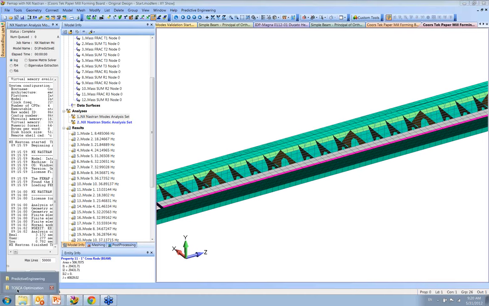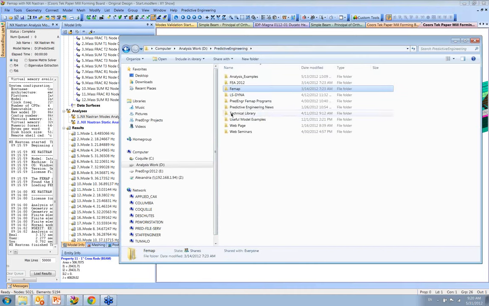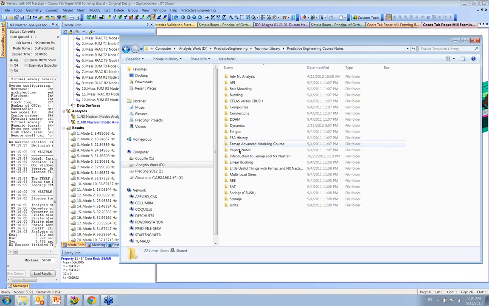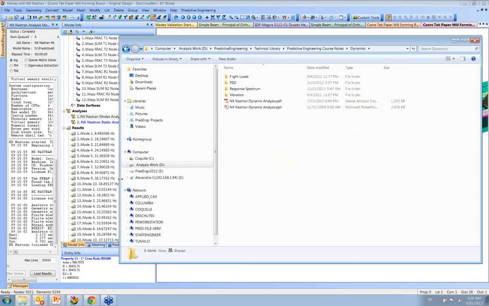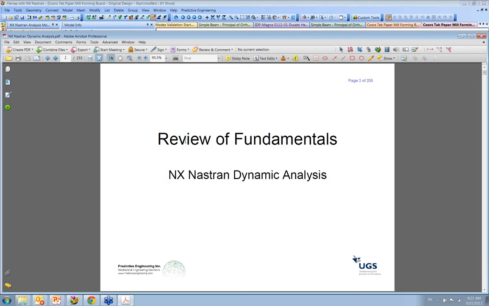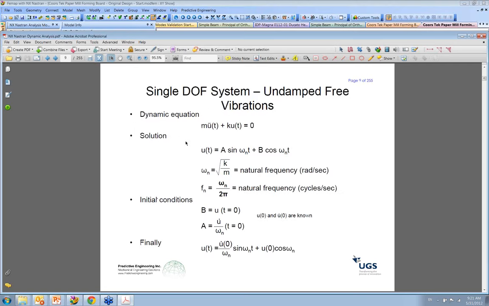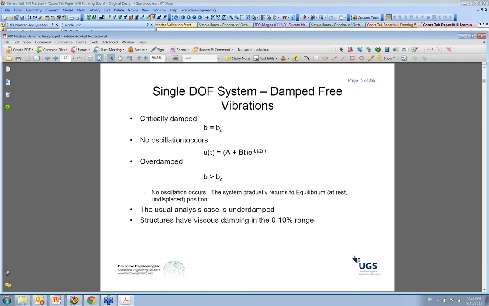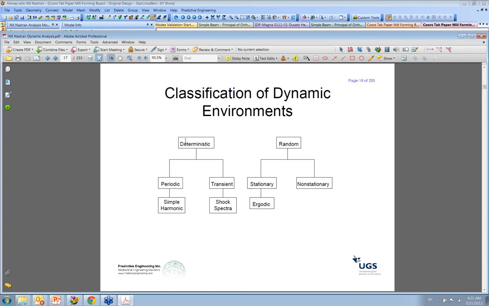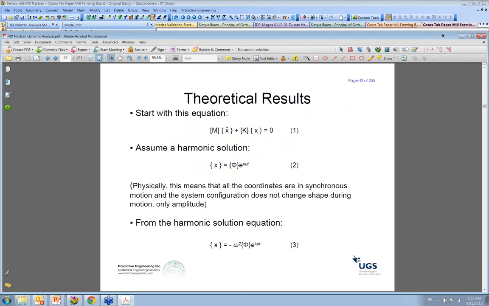There's also one other thing I want to mention. I'm going to put this also out with the package. Technical library, Predictive Engineering course notes, because I want to put this with just linear vibration. It's this thing here. This I actually got many years ago. You see UGS, but wow, it's 255 pages, and it just goes through Nastran dynamic analysis, review of fundamentals and dynamic single. It would be the foundation for a whole year of graduate level linear vibration mechanics, all the 255 pages. So I'm going to put this in with the package on the linear vibe.